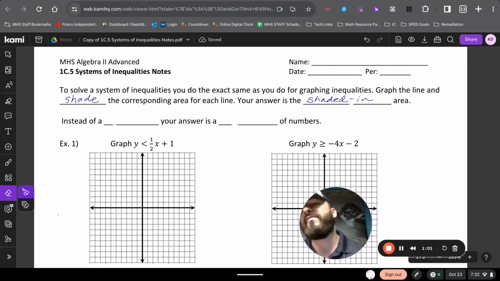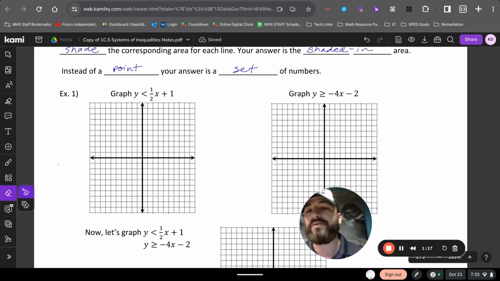So instead of a specific point like we've had with our systems of equations so far, where we have specific values for x and y or x, y, and z, our answer is going to actually be a set of numbers. So an area, a region. And to kind of see this in action, let's look at example 1. So we have the graph y is less than 1/2 x plus 1.